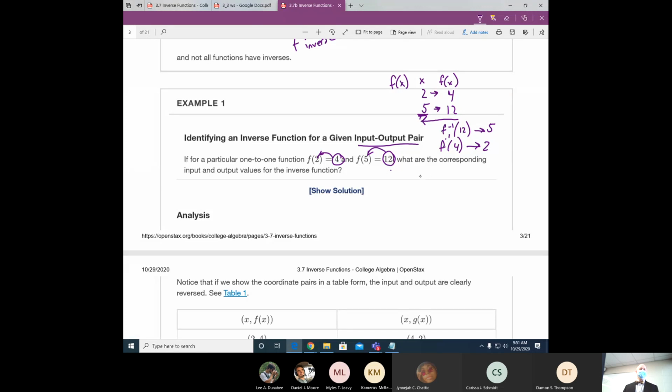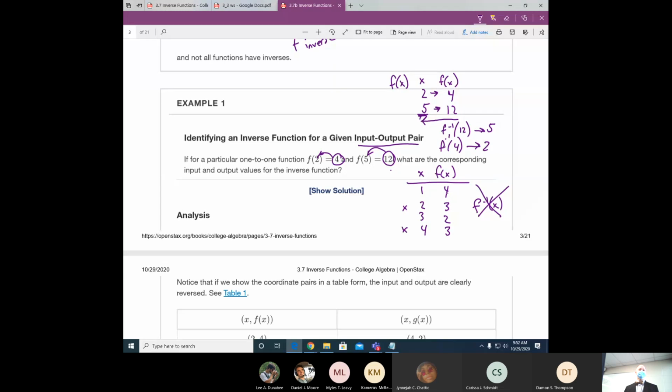If I have something like this in my x and f of x, I have to check. Uh-oh, I just broke it. I get 2 different outputs for different inputs. Therefore, it's not 1-to-1. So there is no inverse of x, because when I don't have 1-to-1, I don't have an inverse.